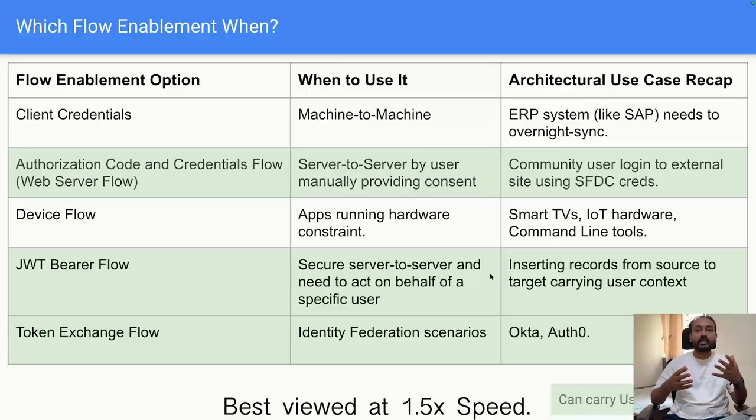Unlike in the web server flow, where the user has to go and authenticate by themselves, in the JWT bearer flow you don't have to ask the user, but you can act on their behalf behind the scenes. That's why for the server-to-server integration where you also have to carry your user context, the best possible flow enablement is the JWT bearer flow.